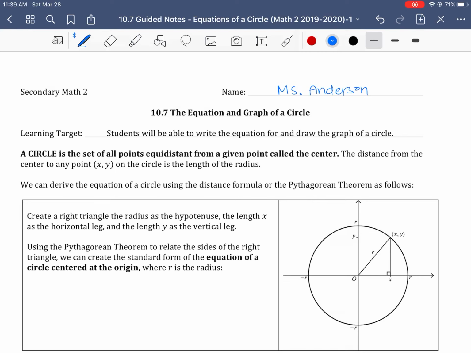So the learning target: students will be able to write the equation for and draw the graph of a circle. We want to be able to go forward with whatever information we're given to do that, as well as, if we were given a graph, could we go backwards and write the equation or identify different parts of the circle. Just becoming comfortable with all of those different pieces.